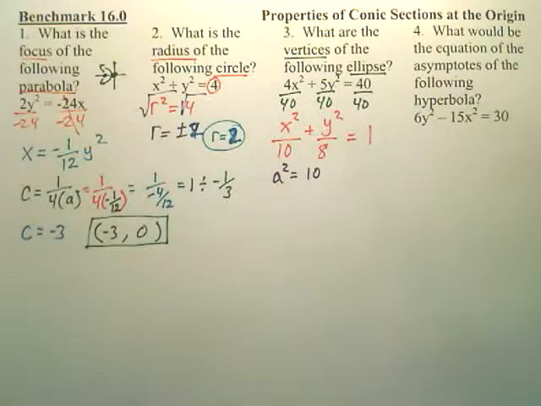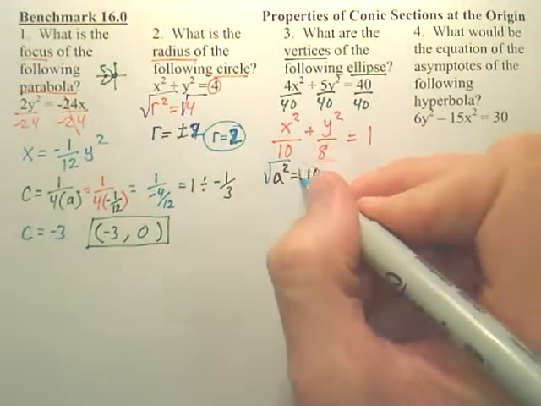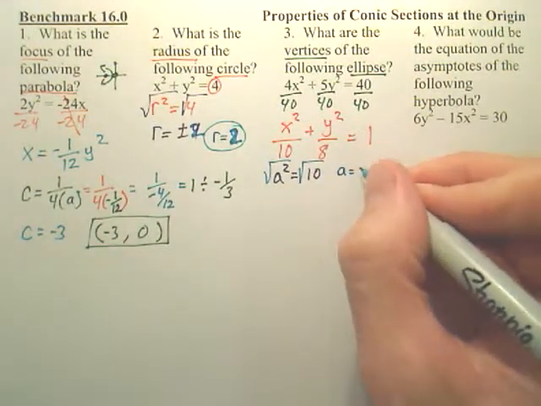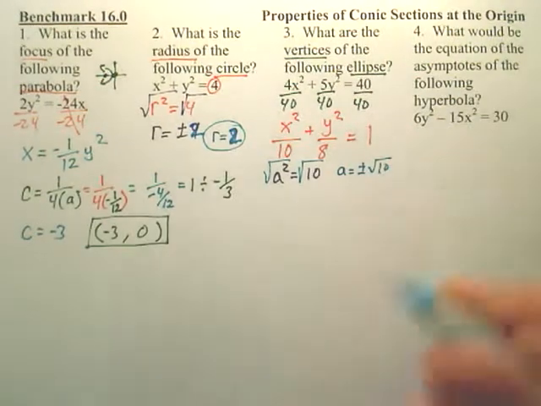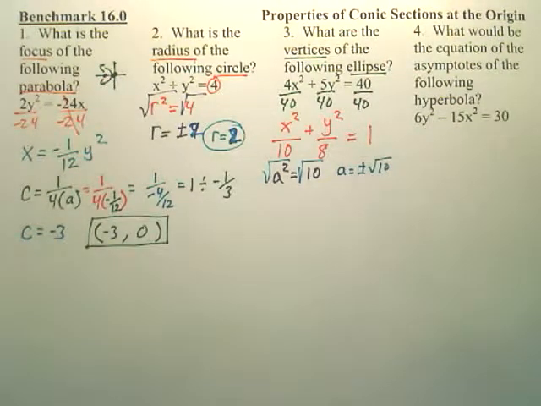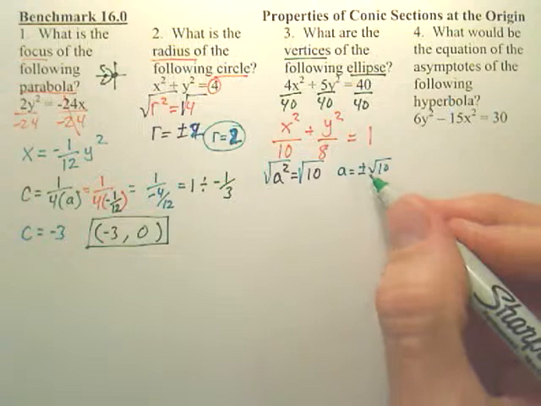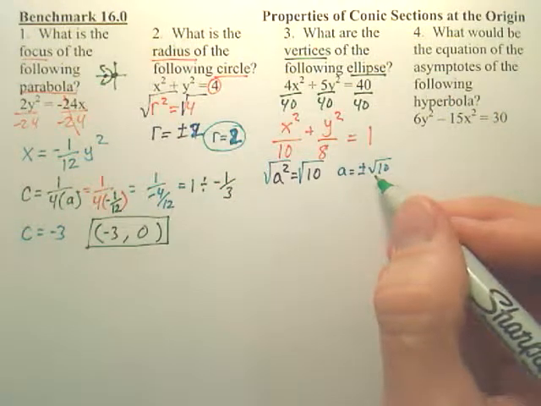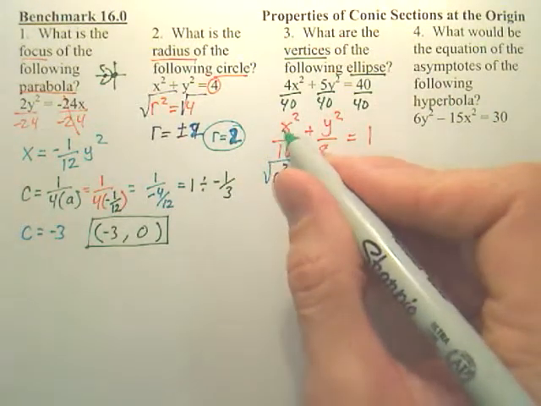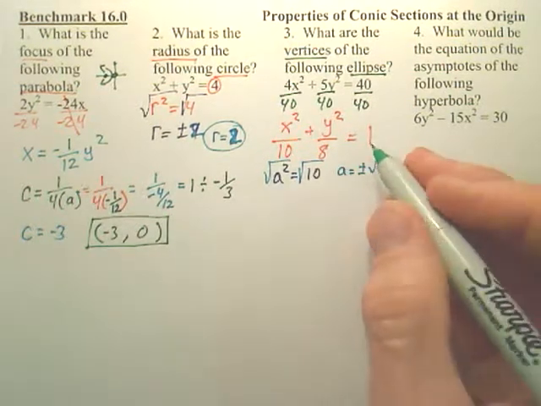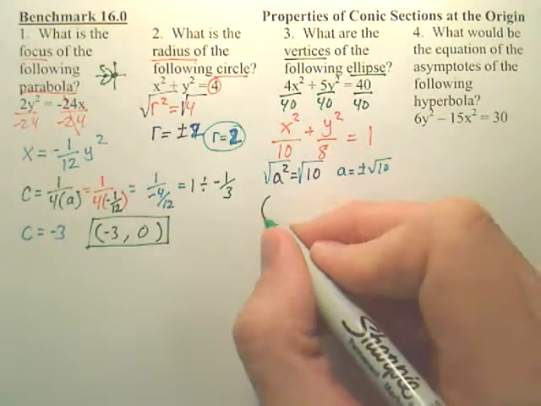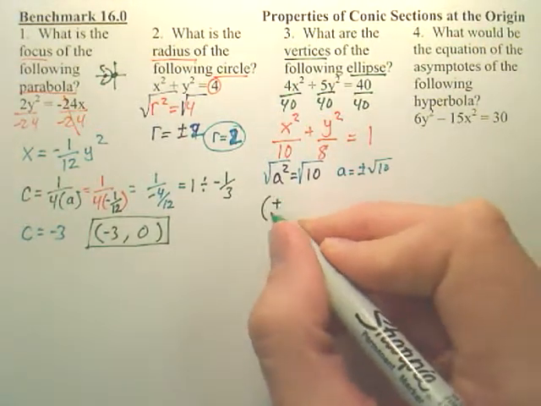So if I want to solve that, I use the square root on both sides. So a equals plus or minus the square root of 10. Now the next question is, I want it as a coordinate. So if I want this as a coordinate, well, it came from underneath the x squared, the 10. So what that means is my a value goes to my x value.